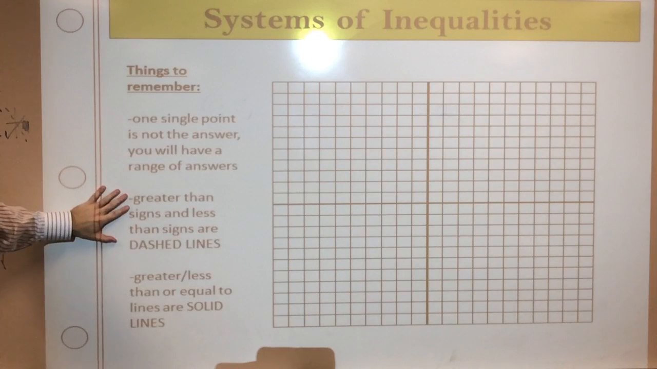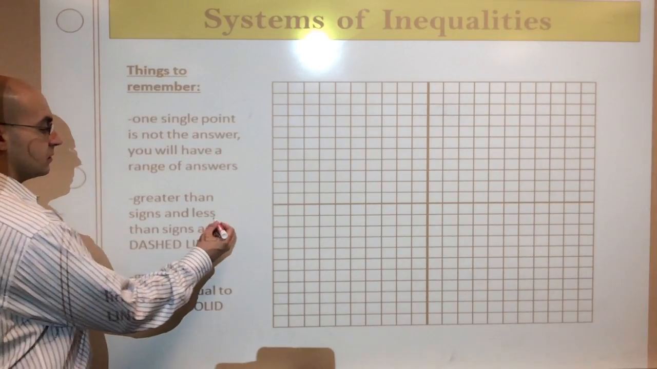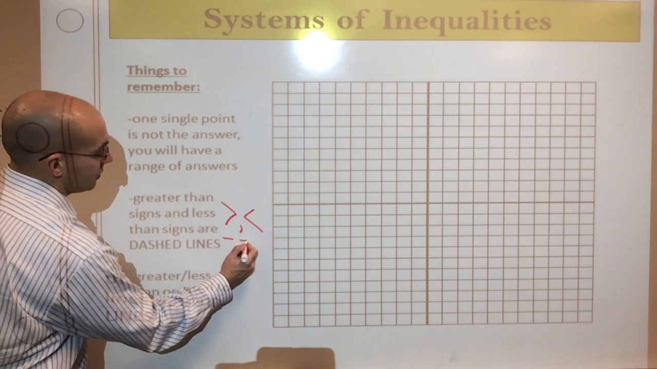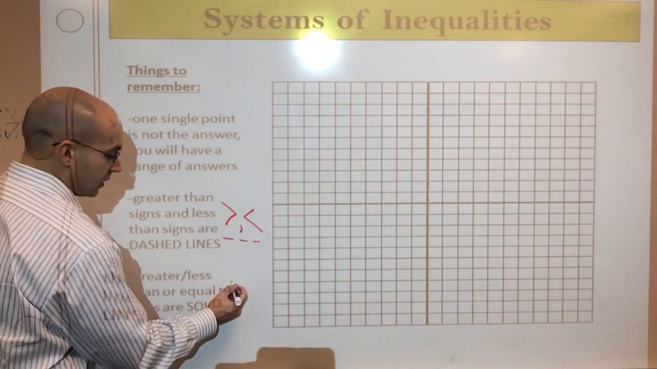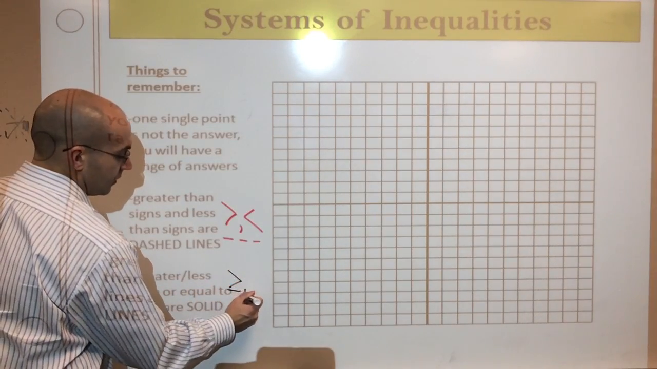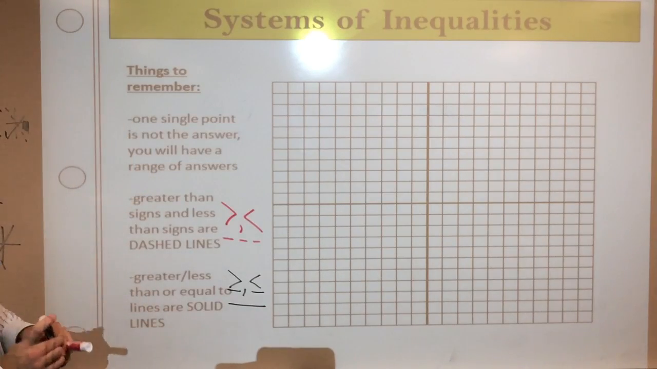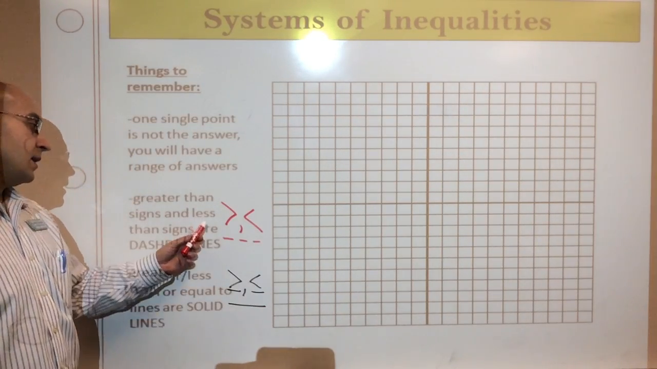Okay. The second thing, greater than signs and less than signs. Simple greater than or less than signs are dashed lines. And greater than or equal to, or less than or equal to lines are solid lines. So greater than or equal to, or less than or equal to is a solid line, and it represents that a point on that line could be an answer because of the equal sign.